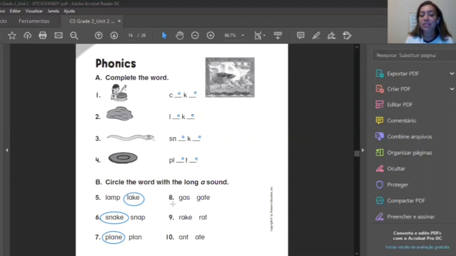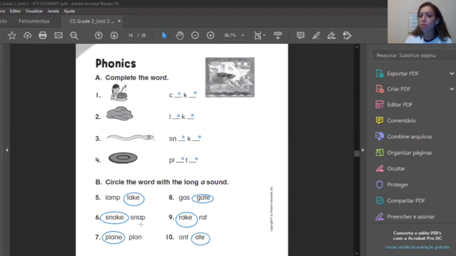Number eight now. Guess. Gate. Gate, that's it. Number nine, rake or rat? Rake. Let's circle. And now, finally, number 10, ant or eight? Eight, that's it. Really easy, right, guys?